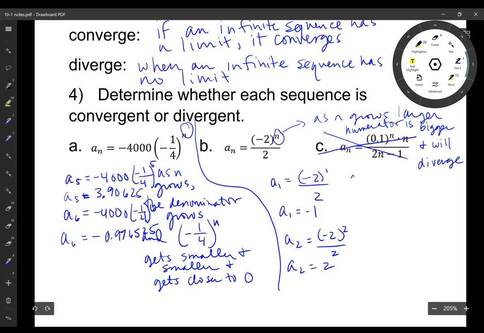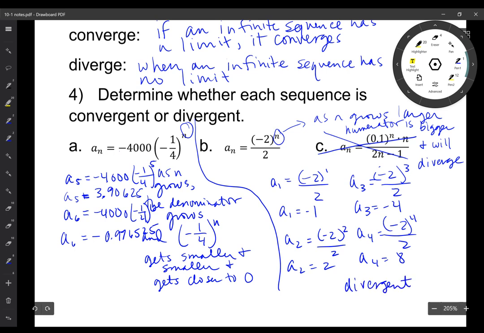So we can already see it's not getting smaller this time, it's getting bigger. A sub 3 would be negative 2 to the 3rd over 2, or negative 8 divided by 2, which is negative 4. So we're switching back and forth between negative and positive, but the absolute value is growing. Negative 2 to the 4th would be 16 over 2, so A sub 4 is 8. So it's just going to keep getting bigger. We're looking at divergent. So on this one we needed to say divergent. These are going to be important words next year.